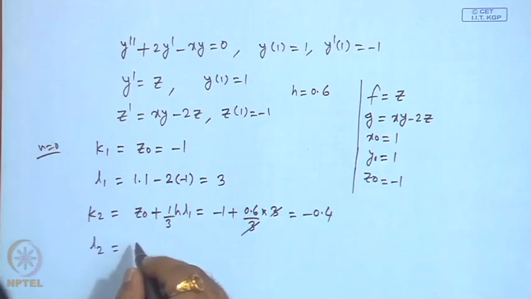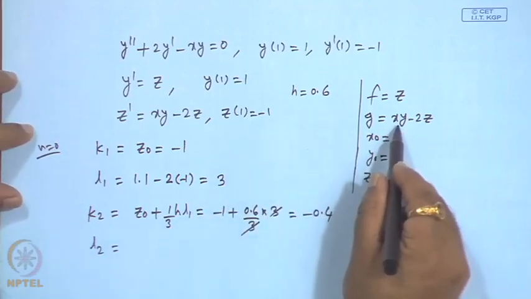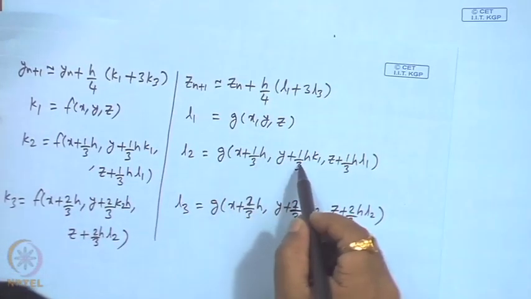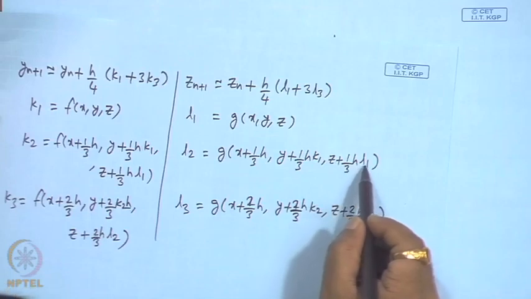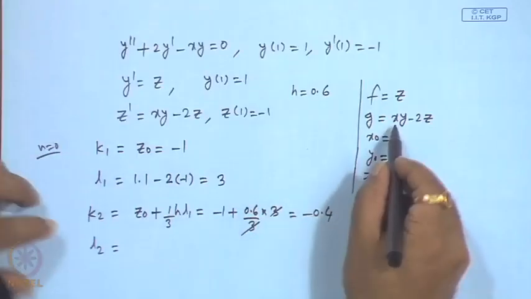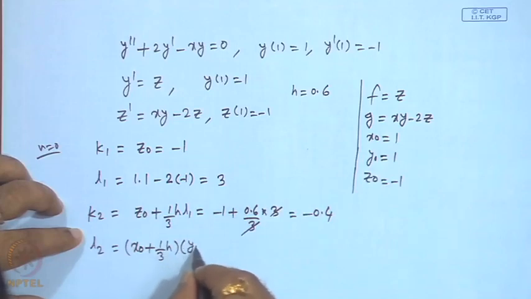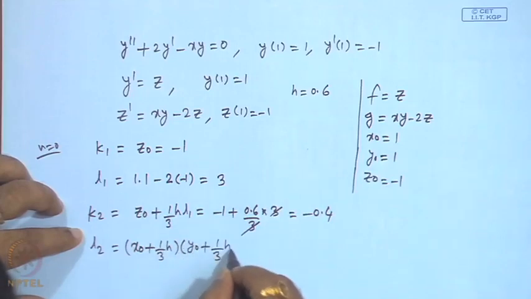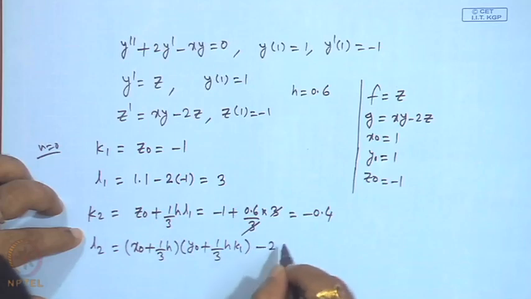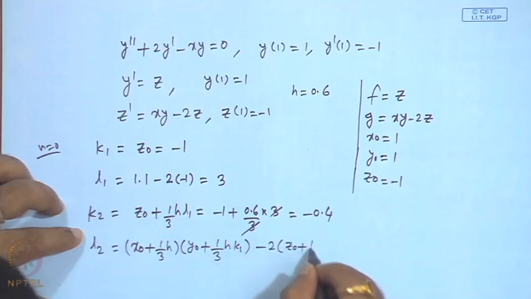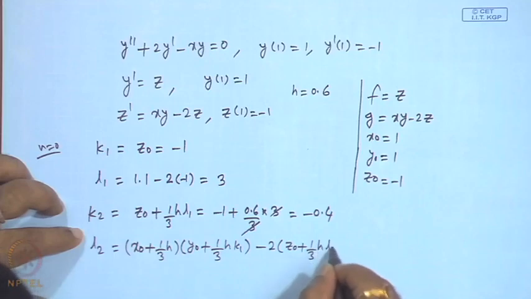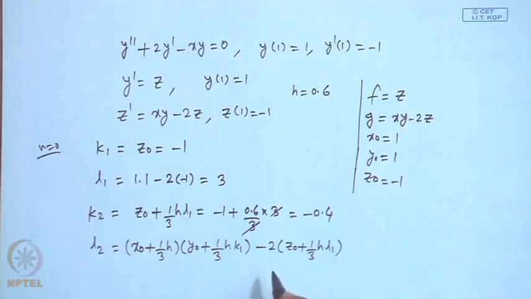Then L 2. L 2 is g of the corresponding increments. What are the increments? x plus 1/3 h, y plus 1/3 h k 1 and z plus 1/3 h L 1. So, we have x 0 plus 1/3 h, y 0 plus 1/3 h k 1 minus 2 times z 0 plus 1/3 h L 1. Okay. So, this is L 2.